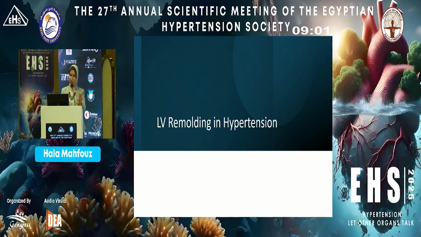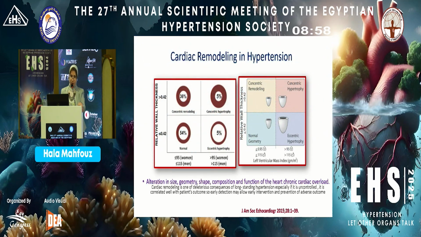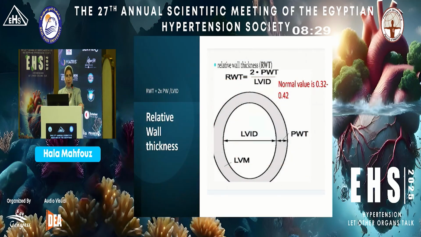Now we have to assess what is called LV remodeling in hypertension. What is LV remodeling? By definition, it is the change in size, geometry, shape, composition, and function of the heart resulting from chronic pressure overload or chronic volume overload. In fact, this cardiac remodeling is one of the deleterious consequences of long-standing hypertension, especially if uncontrolled, and it correlates well with patient outcome. We need two parameters to judge the patient: left ventricular hypertrophy and remodeling.